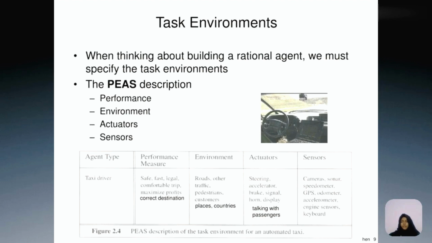The performance measures are safe, fast, legal, comfortable trip, maximize profits, and correct destination. The environment is roads, other traffic, pedestrians, customers, places, and countries. The actuators are steering, accelerator, brake, signal, horn, display, and talking with passengers. Sensors are cameras, sonar, speedometer, GPS, odometer, accelerometer, engine sensors, keyboards, etc.